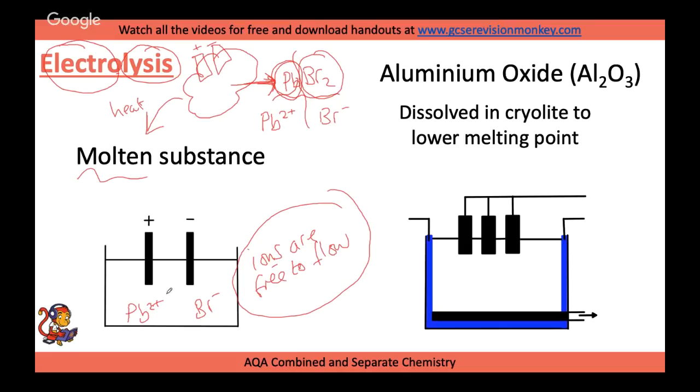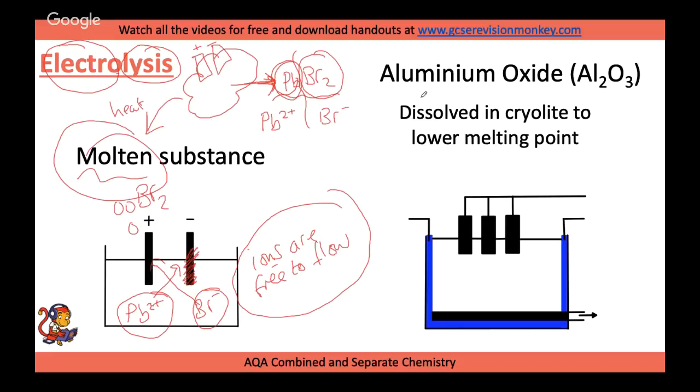And then opposites attract. The positive ions are attracted to the negative electrode. That will collect around there and make it a lot heavier. And the bromide ions will go to the positive electrode and come off as bromine gas. That's important. The bromide turns into bromine gas. So that's basic electrolysis, and that's when it's molten.